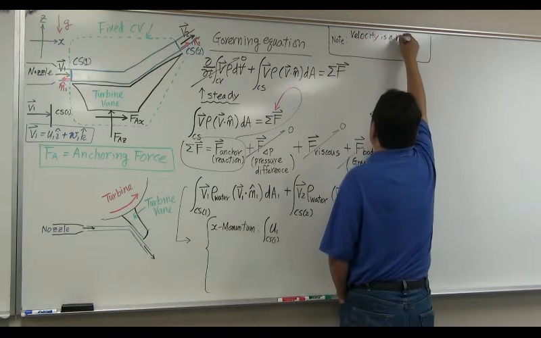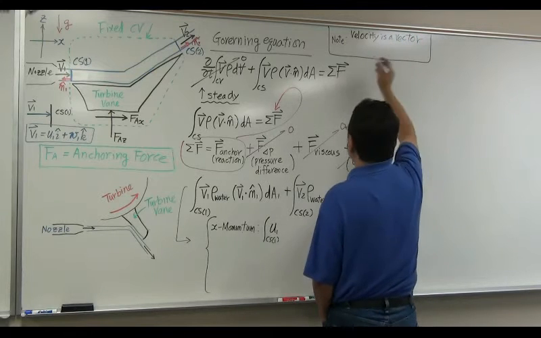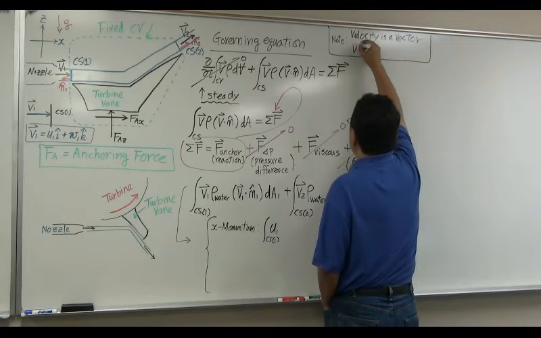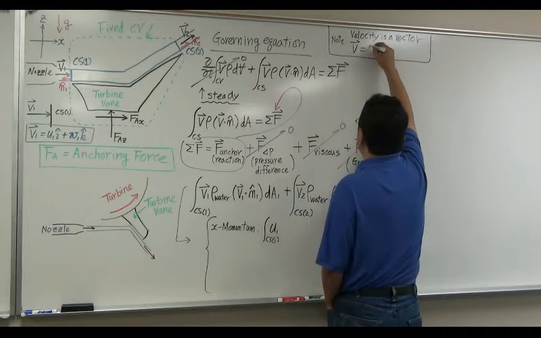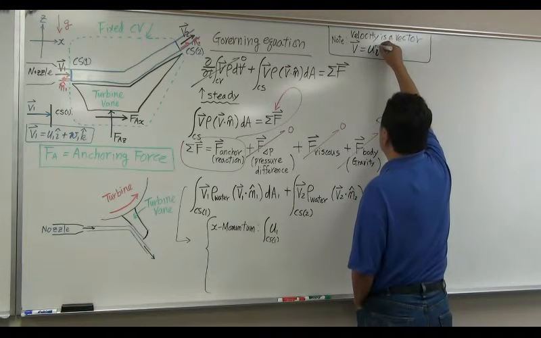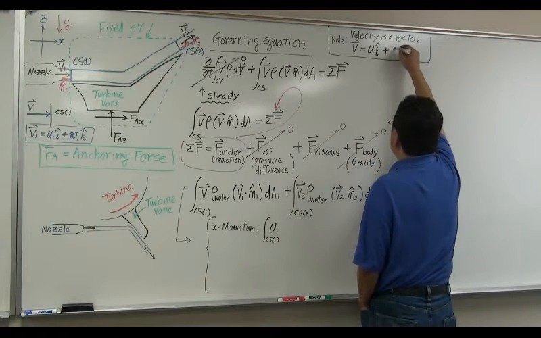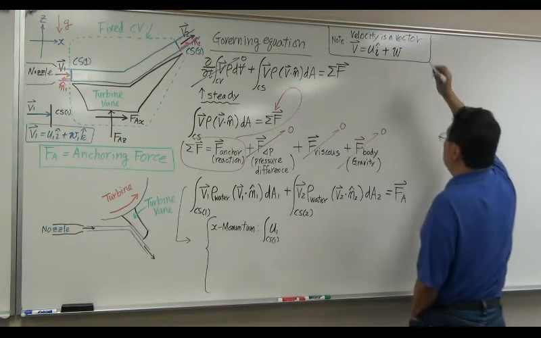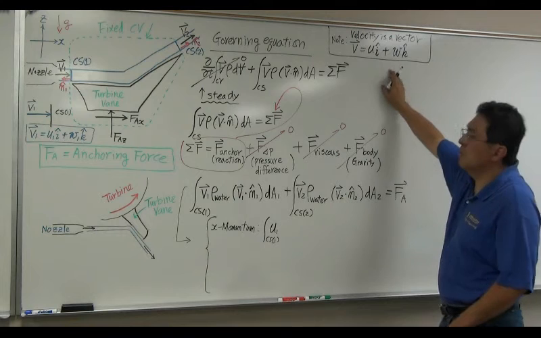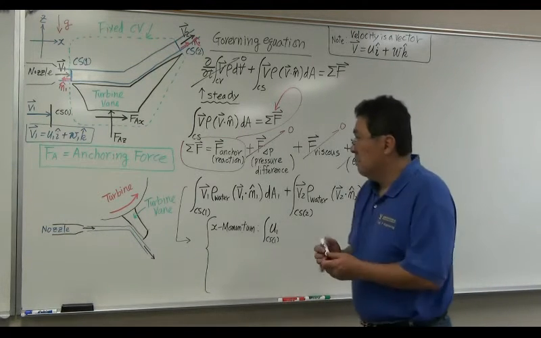Velocity is a vector. So for any Cartesian coordinate system, in this case in this x-z plane, velocity can be represented by the velocity component in the x direction multiplied by the unit vector in the x direction, i, plus the velocity in the z direction multiplied by the unit vector in the z direction, k. This is a general expression of velocity as a vector on the x-z plane. Let's keep that in mind.